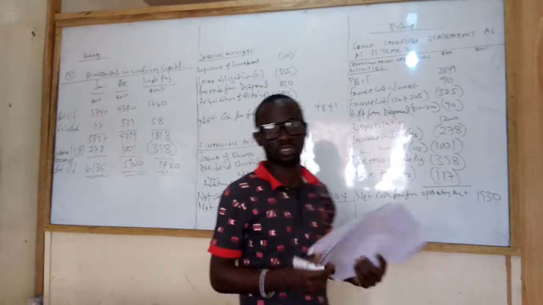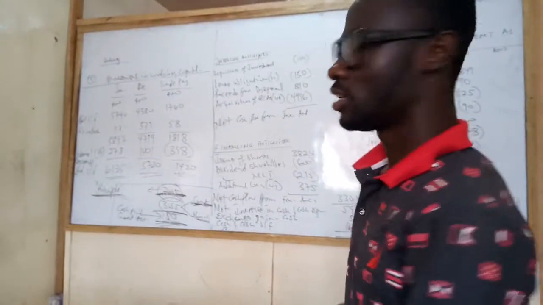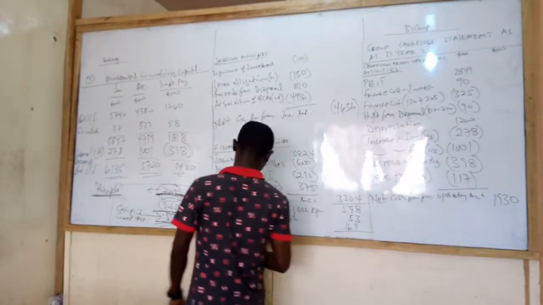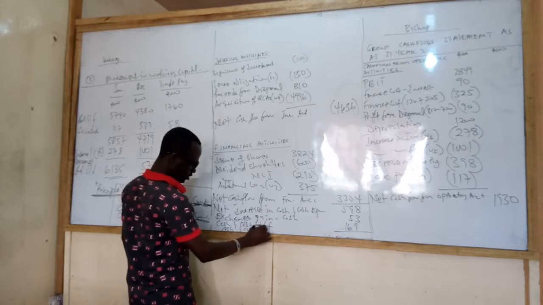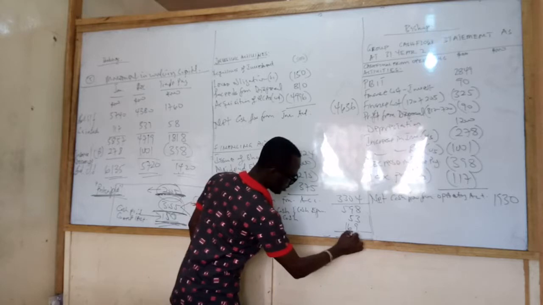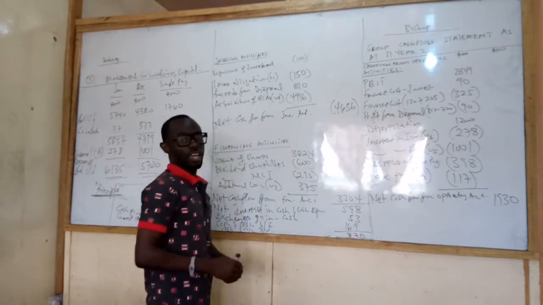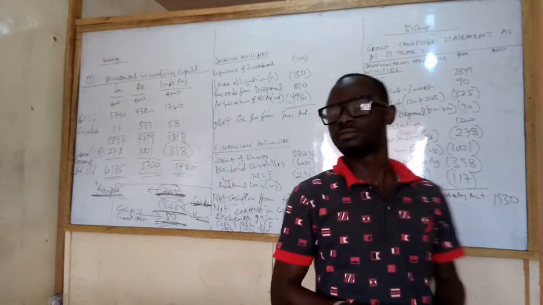Let me see that workings. 820. Is it balance? That's balance. Yes. And 15 marks per plan. So there you go with the cash flow statement.